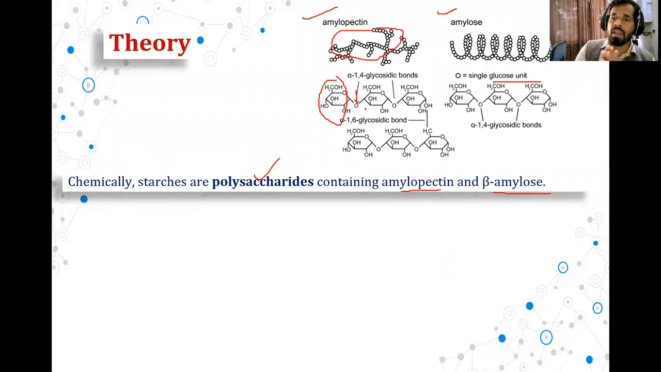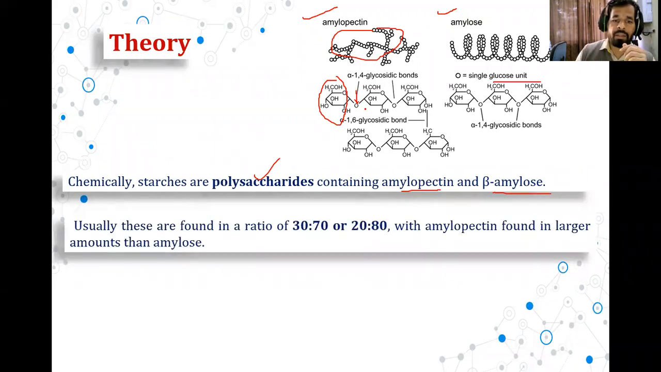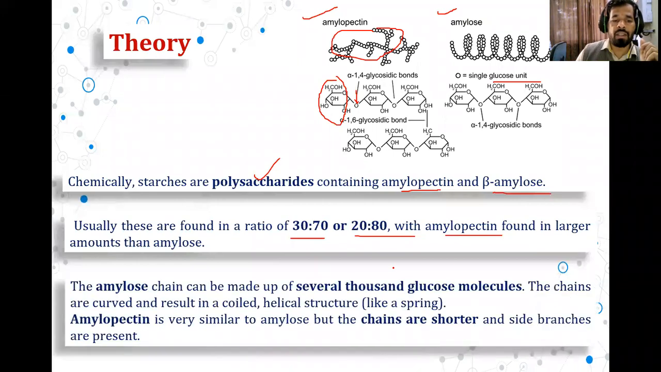So these linkages are joined together, that is amylose and amylopectin, and the ratio is 30 to 70 or 20 to 80, with amylopectin found in larger amounts than the amylose. So 30-70 ratio or 20-80 ratio for the amylose to amylopectin. That means amylopectin is available in a larger amount than the amylose, and amylose is present in smaller amounts.